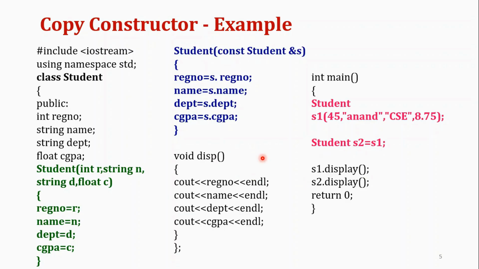Okay, so consider this example. Here the class name is Student, and it contains four data members: register number, name, department, CGPA.